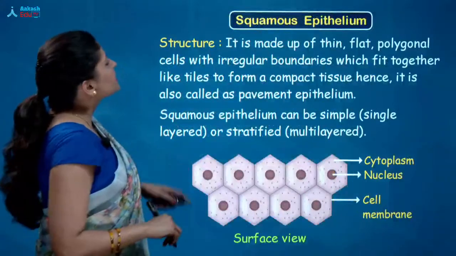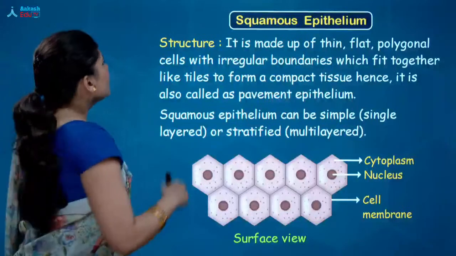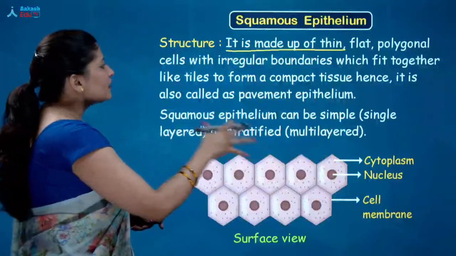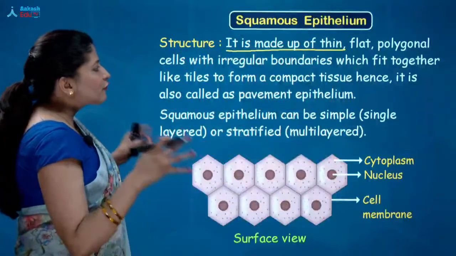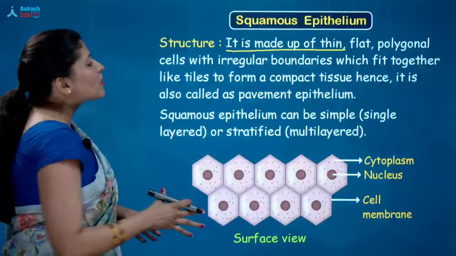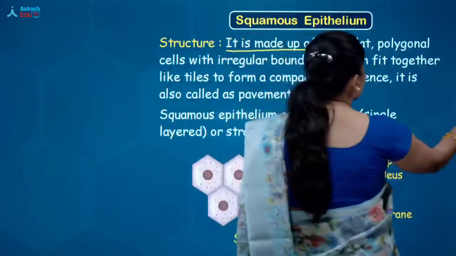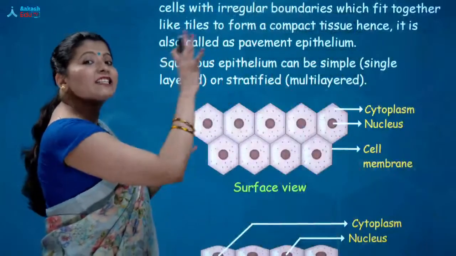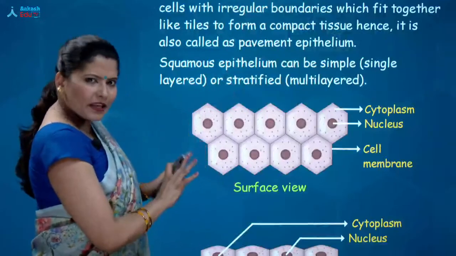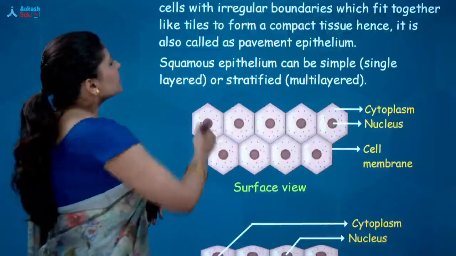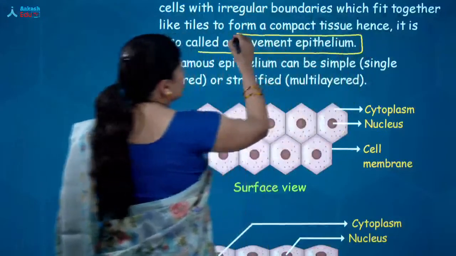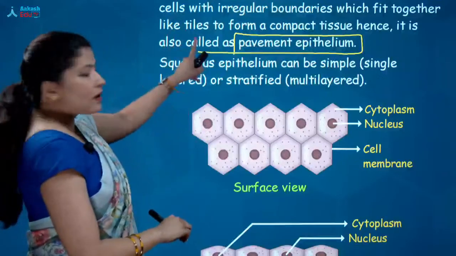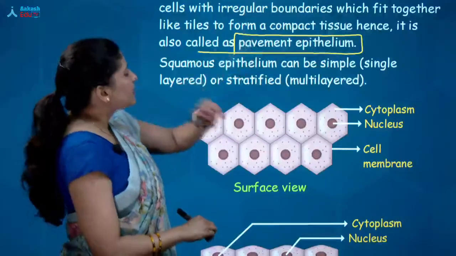Let's start with first, that is the squamous epithelium. So squamous epithelium is made up of thin, flat, polygonal cells with irregular boundaries which fit together like tiles to form a compact tissue. So you can clearly see in this diagram that these cells are closely packed. है ना? Tiles की जैसी location, tiles के जैसी appearance हमें इनकी दिखाई दे रही है. So it is also known as pavement epithelium. Always remember this point. So you have to note down this point. Okay? So this squamous epithelium is also known as pavement epithelium.